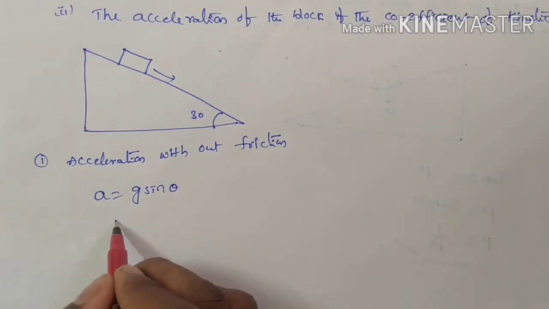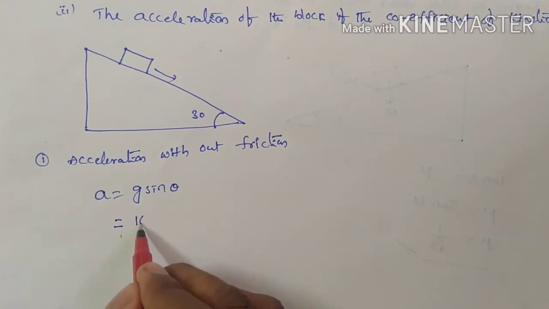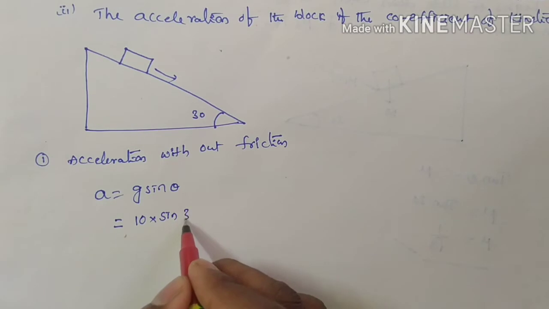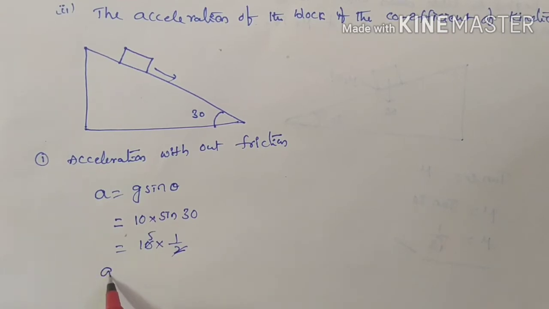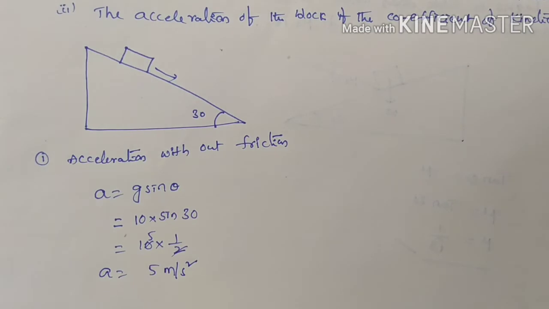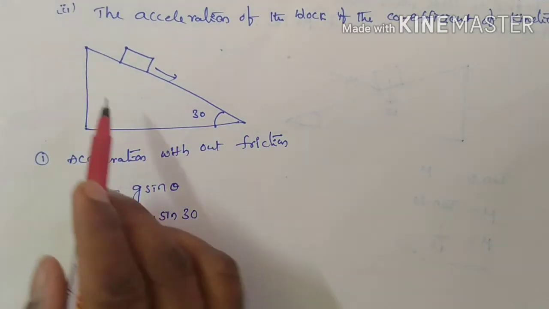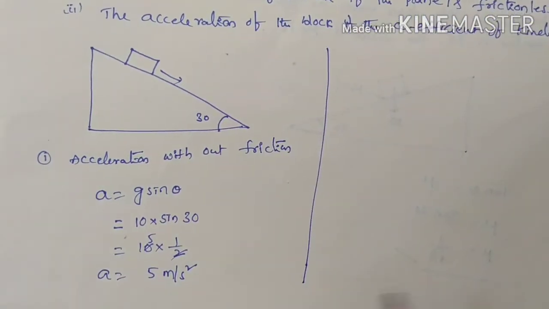So here g is equal to, we are going to assume, 10. So 10 sin 30 degrees. What is sin 30? Sin 30 is equal to 1 by 2. Now 2 ones are 2, 2 fives are 10. Now acceleration is equal to 5 meter per second square. So that is the acceleration of the block sliding down from the top of the inclined plane to the bottom if the surface is smooth.